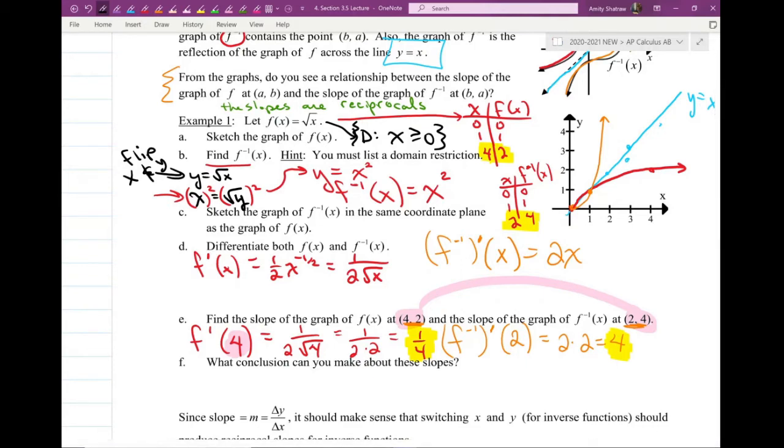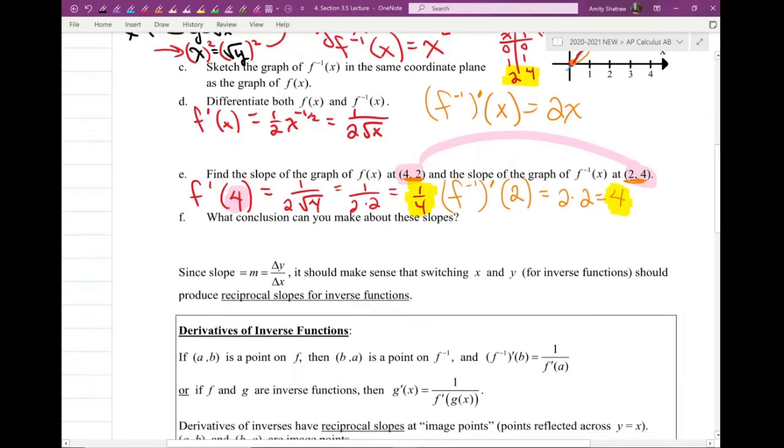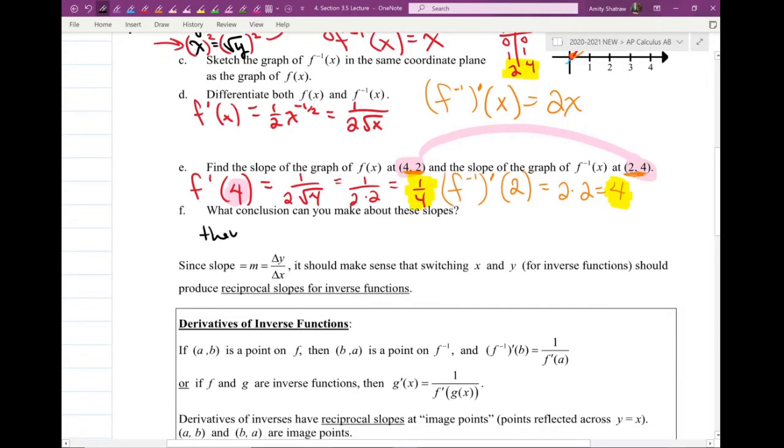So when I want to look for that reciprocal slope, how do I go about doing that? Well, I have to flip the point that I'm looking for that reciprocal slope because it won't be in the same place. All right, so what is the conclusion that I can make about these slopes? Indeed, they are reciprocals.